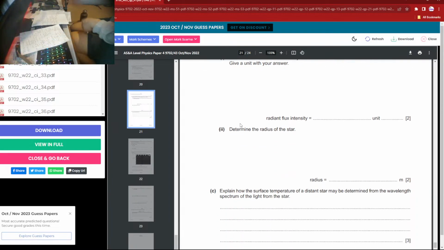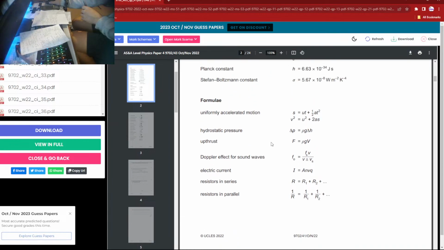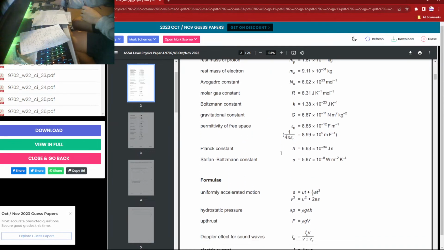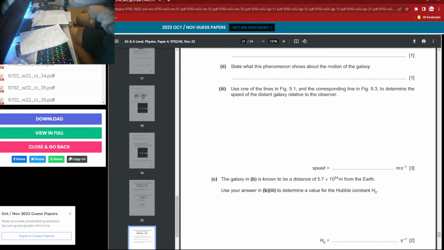Okay, next one, determine the radius of the star. For this one, you have to use the relation formula. You have here the Stefan-Boltzmann law. L is equal to 4 pi Stefan-Boltzmann constant r squared T^4, and L, you know, is equal to L over 4 pi d squared. So that means that T^4 is inversely proportional to r squared.